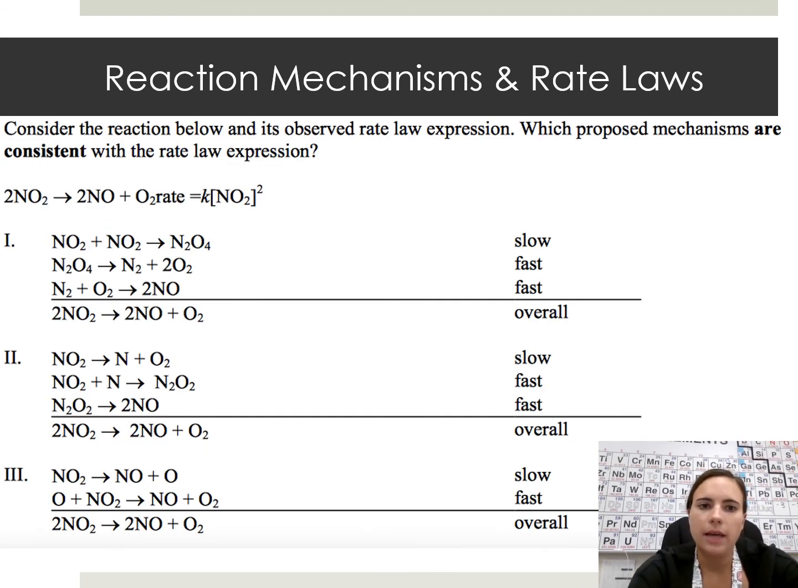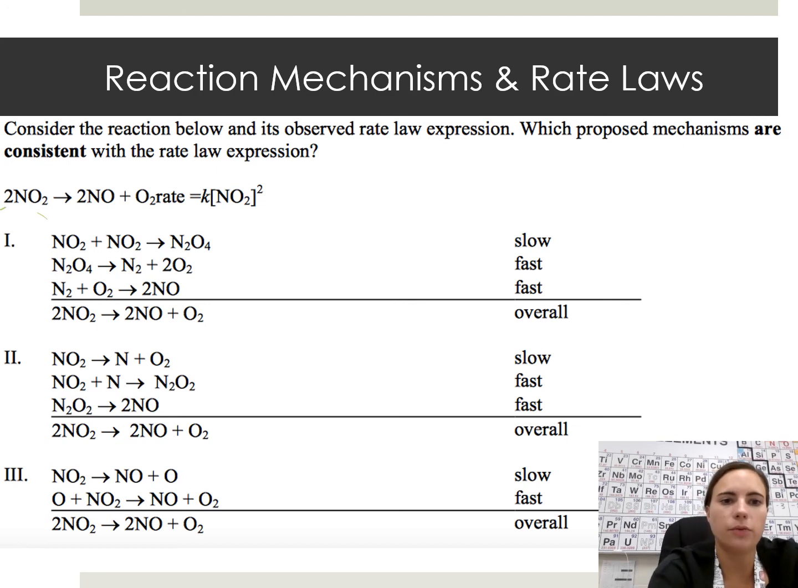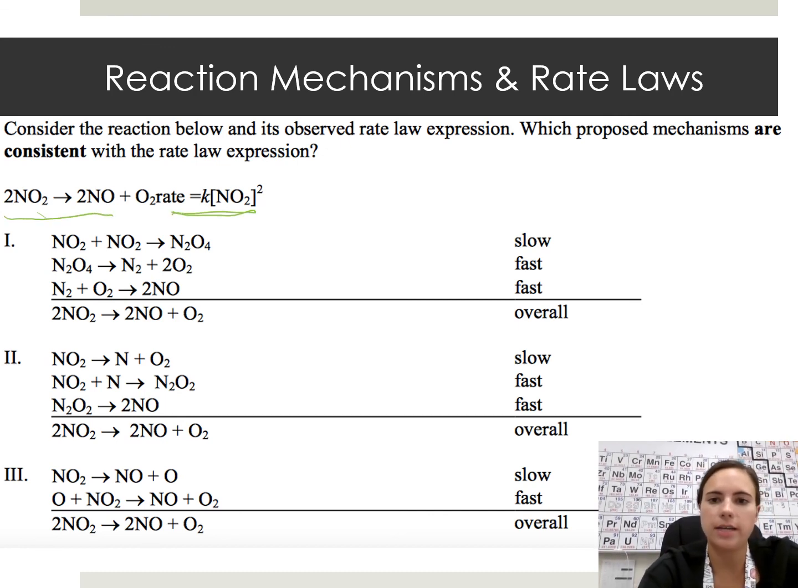All right, last example. So we're given this overall equation. So we're given this overall equation and this experimentally determined rate. And it's asking me which of these mechanisms, if any of them, are viable. So we're going to check first thing, does it add up? So I'm going to cancel out things that show up on both sides.